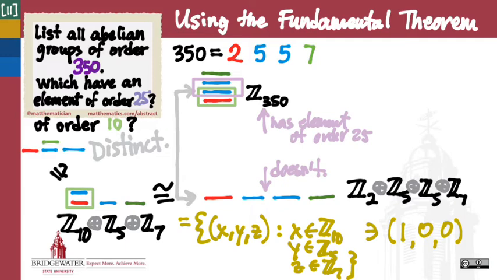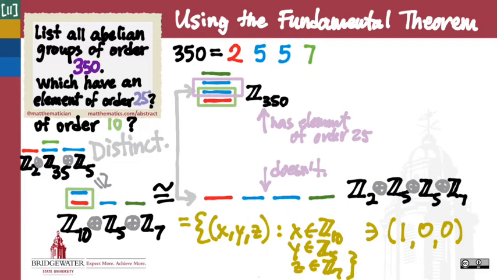So the other configuration that we can write down here is Z2, direct product with Z35, direct product with Z5. Okay. And that one is isomorphic to these other 2 down here.